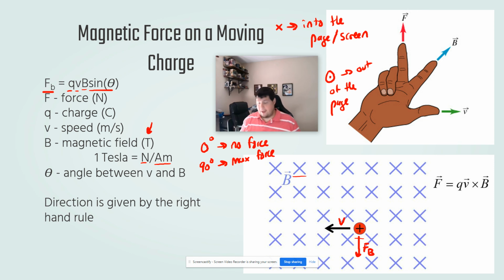So the direction given by the right-hand rule always assumes the particle is positive. If it's not a positively charged particle, then unfortunately, you get the exact opposite. If you're doing an electron rather than a proton, you would just flip that answer so that it was the opposite way. So for an electron here, the force would be up rather than downward.